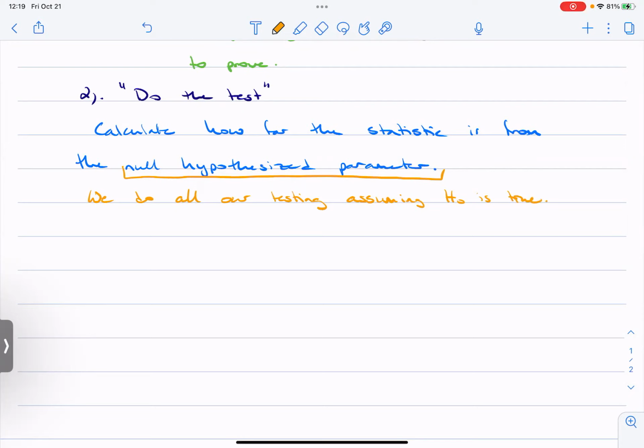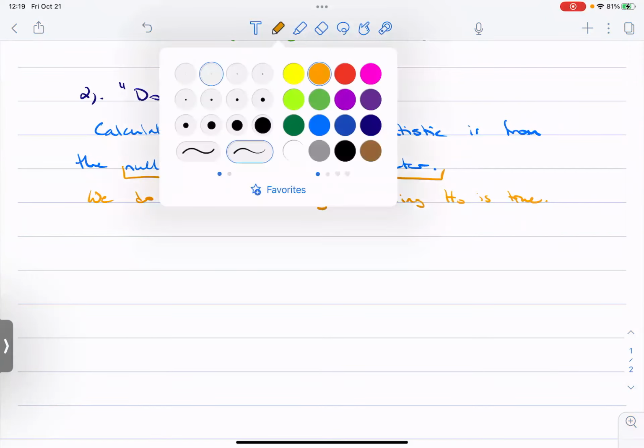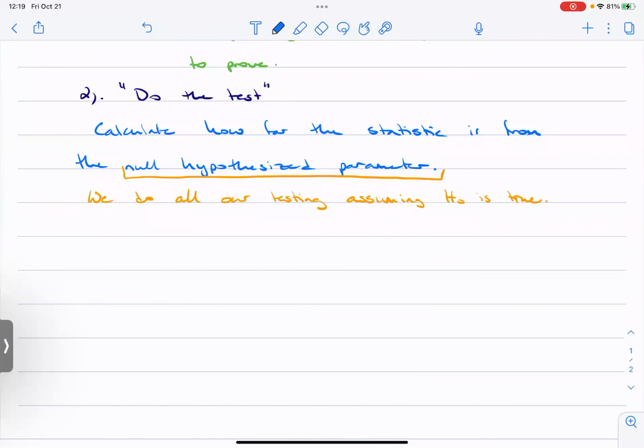And then what we're going to do is say, well, if our sample statistic is far enough away from our null hypothesized parameter, then that's an unlikely parameter for this group. And so then I can reject it in favor of the alternative hypothesis. But I'm getting ahead of myself.